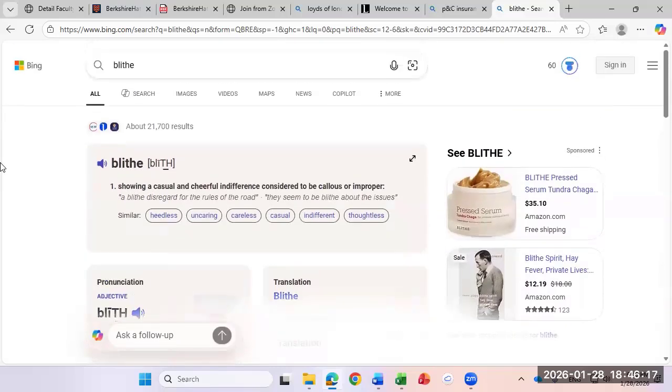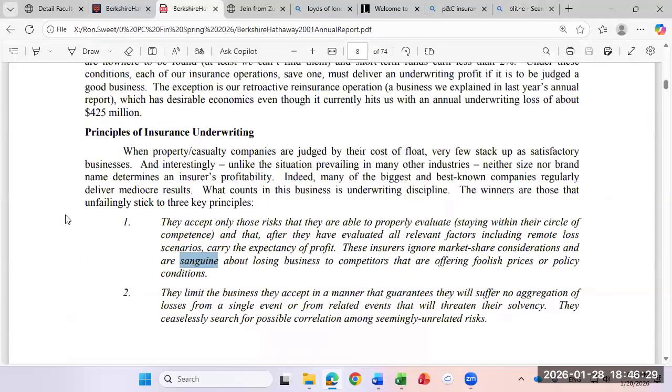Yeah, so sanguine is you're happy about it, blithe is you don't care. He's not saying you can be blithe about losing market share. He's actually saying be sanguine. You're actually happy about it. Does that make sense? Can anybody be happy they're losing market share? Do you think he picked sanguine correctly, or did he think maybe he didn't know what it meant?